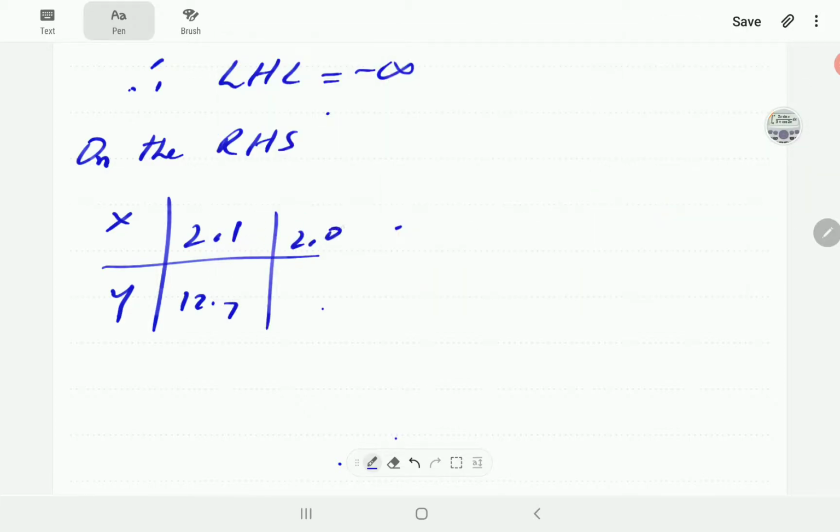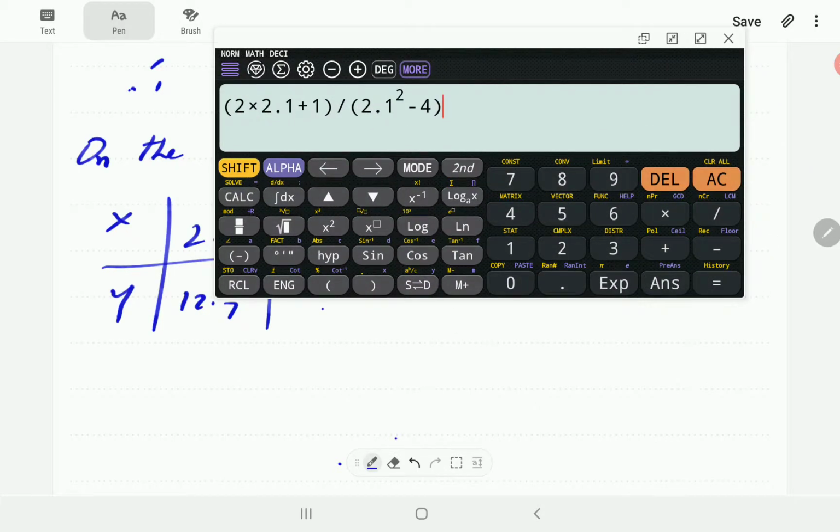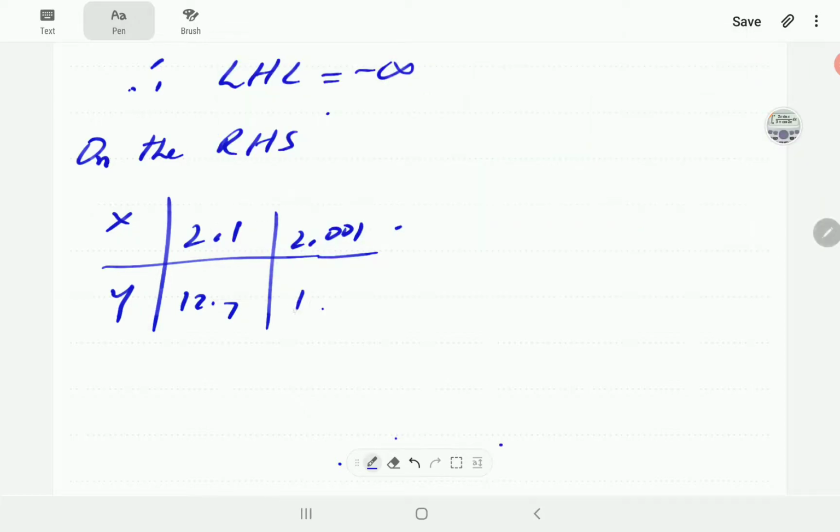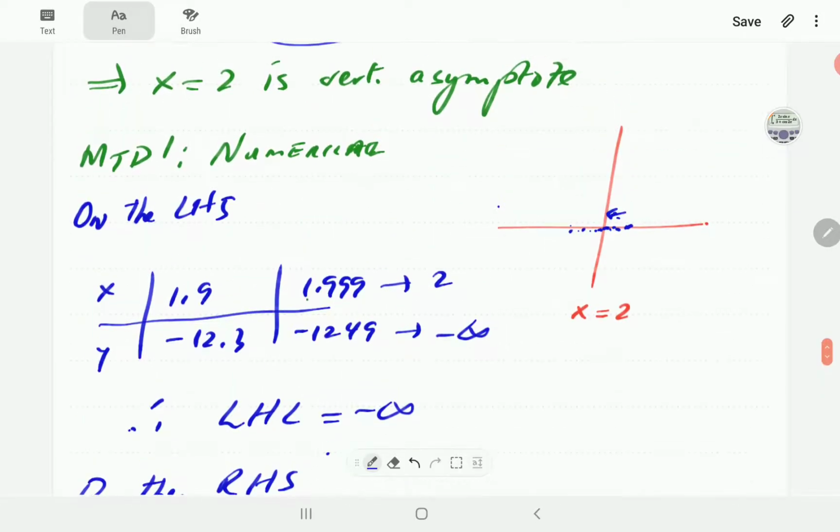Then we're going to do 2.001. Just change this to 001, 001. And we can see now it's 1250. So this time, as x goes to 2, this is going to positive infinity. So the right-hand side limit is positive infinity.